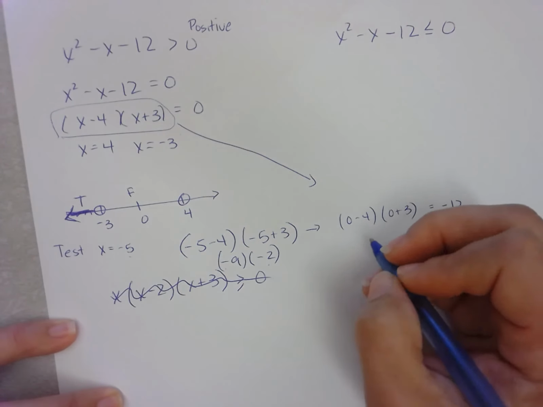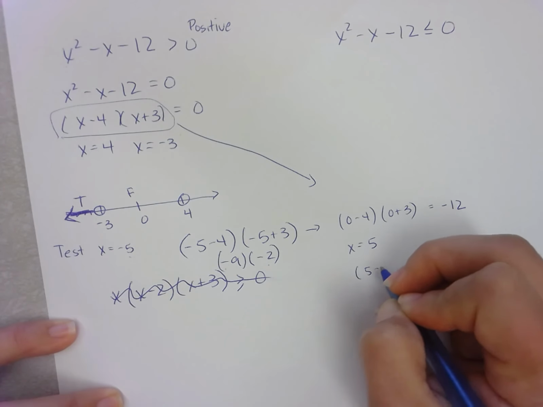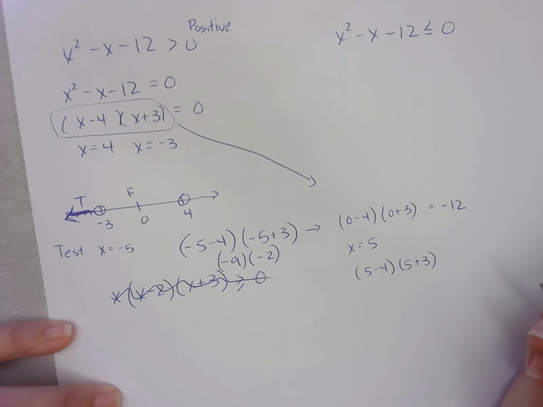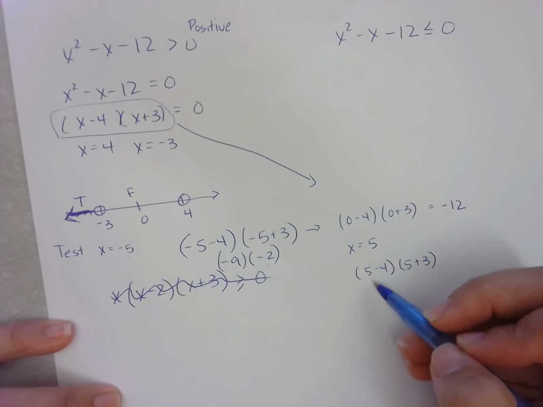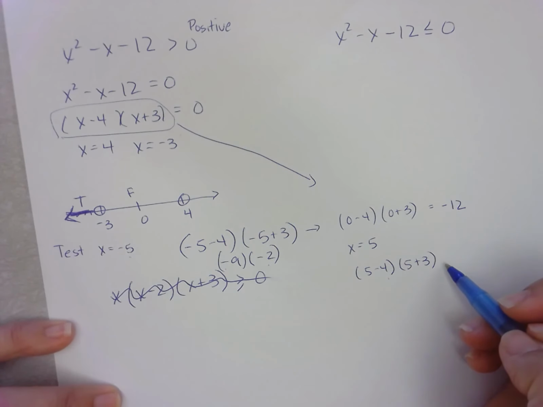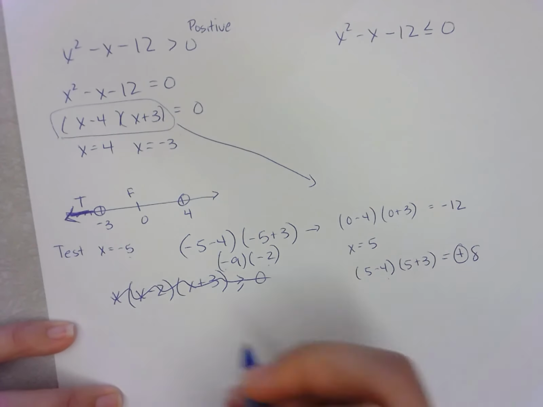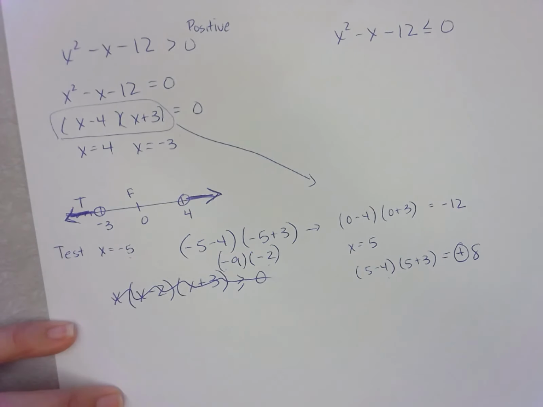Now for a number bigger than 4, let me just use x equals 5. I have 5 minus 4 times 5 plus 3. Again, it doesn't matter what that number actually is, just that it's negative. So here I'm going to get 1 times 8, which is 8, but the only thing that really matters is that it's positive 8, right? That's the thing that matters. And so that means that my solution falls here as well.